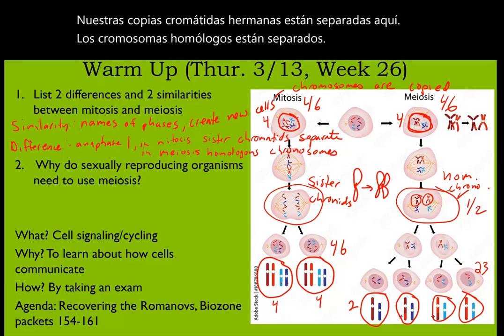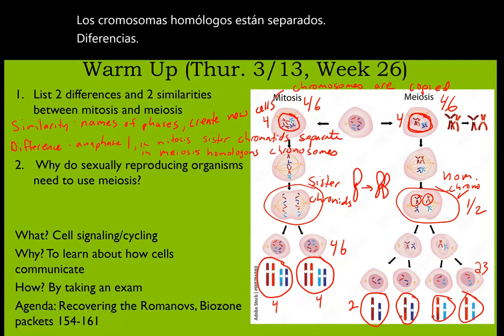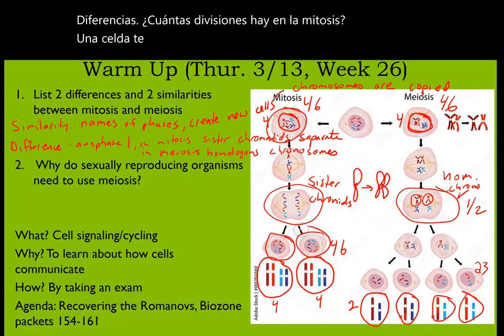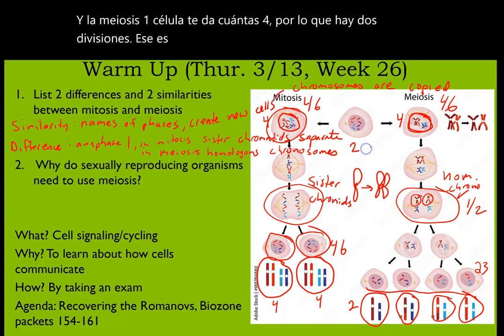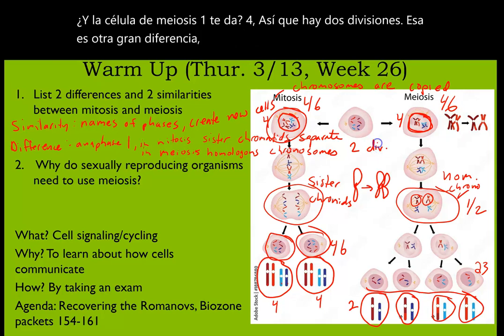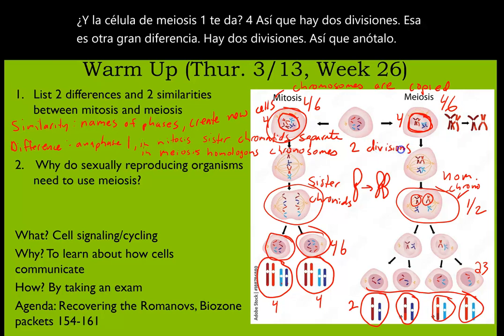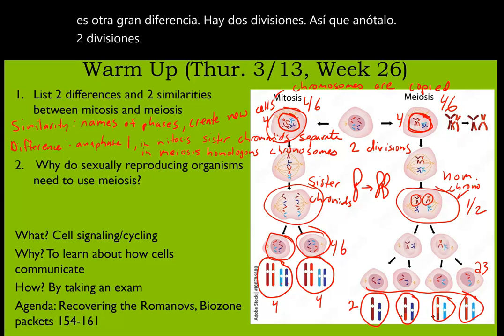Another difference is how many divisions happen. In mitosis, one cell gives you how many cells? 2. In meiosis, one cell gives you how many? 4. So there are 2 divisions. That's another big difference. So write that down. 2 divisions. Those are the main differences and similarities.